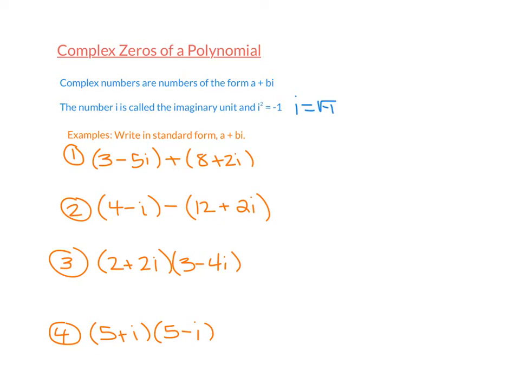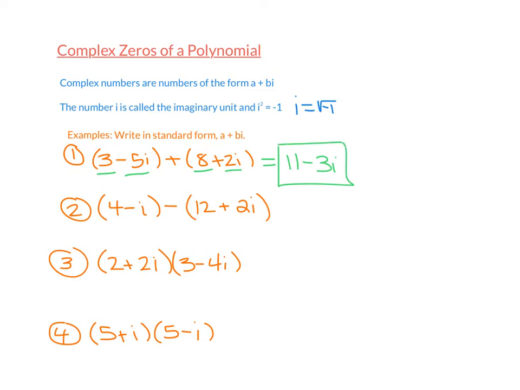So for number 1, we are writing our solution in standard form a plus bi. We're going to combine our real parts, which are 3 and 8. That's going to give us 11. We're going to combine our imaginary parts, which are -5 and +2. That gives us -3, and then that's going to be times i.